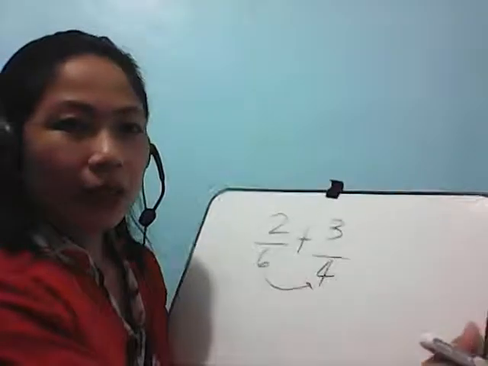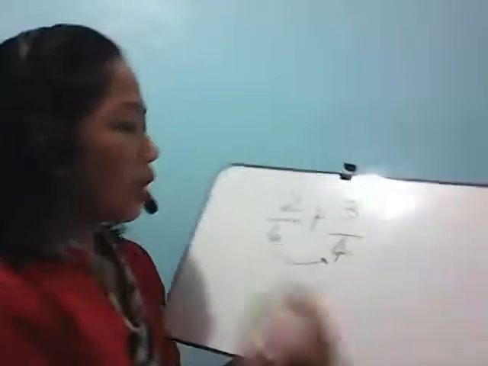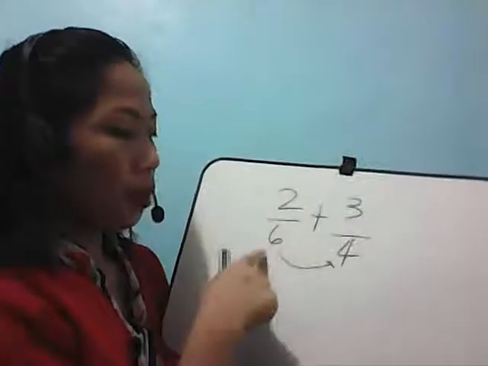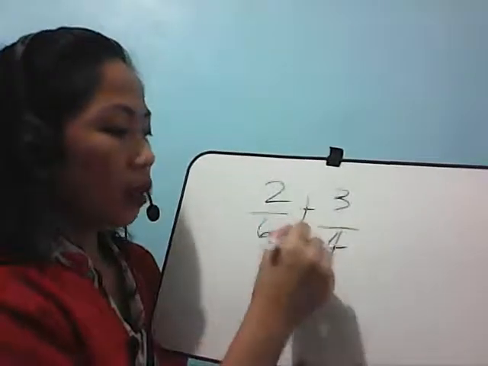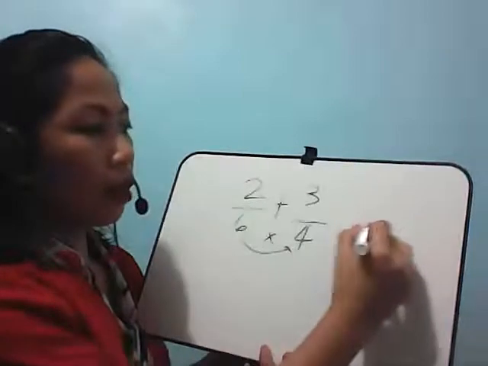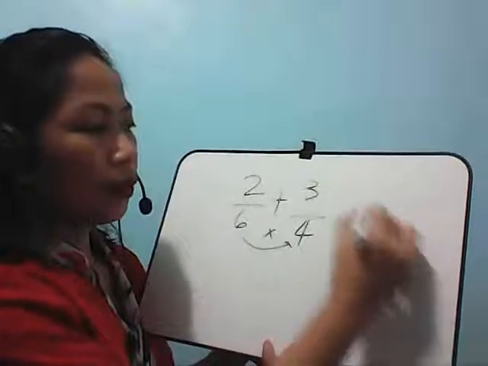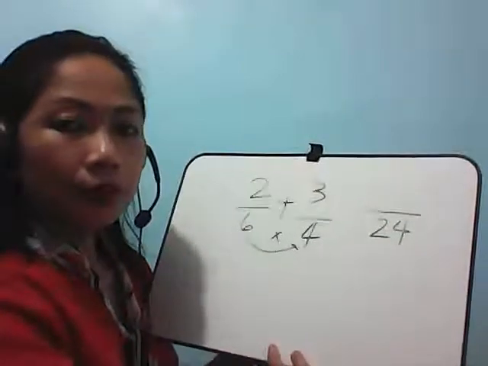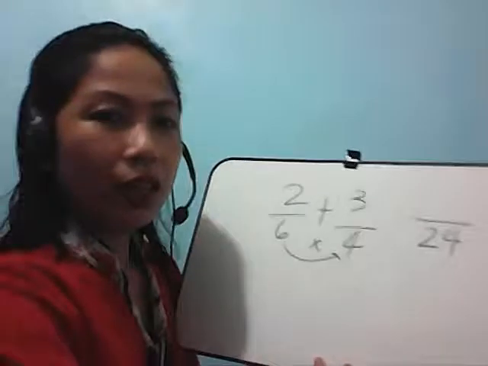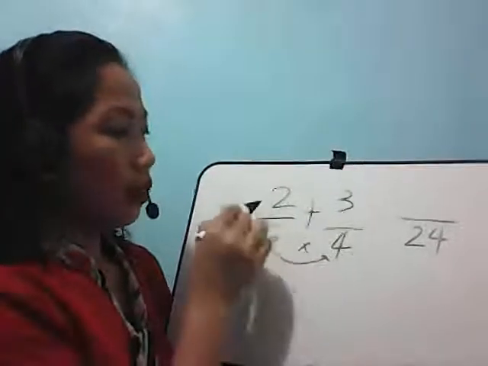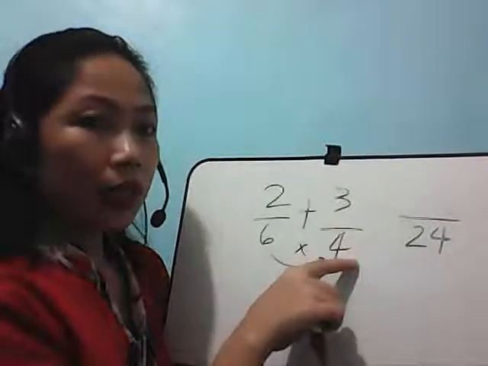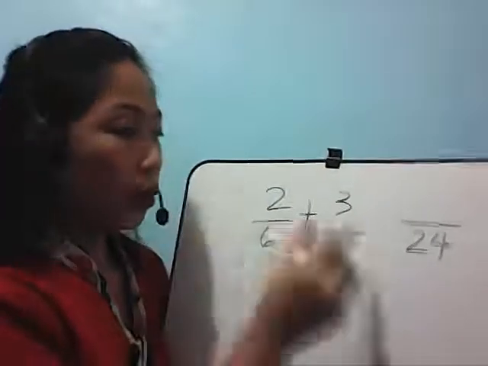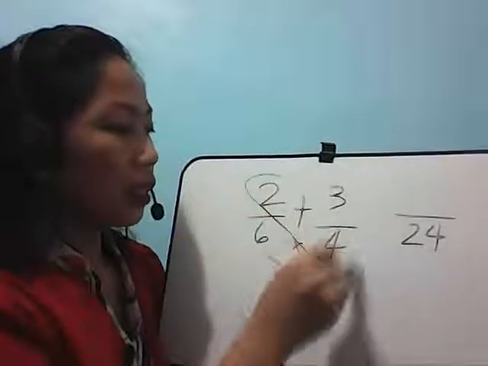Alright, so follow along with me. First, we need to multiply the two denominators. 6 times 4 is equal to 24. Next, we need to multiply the numerator and the denominator. We need to cross multiply. That is our second step.